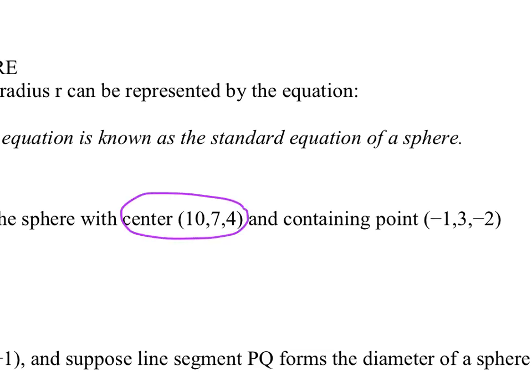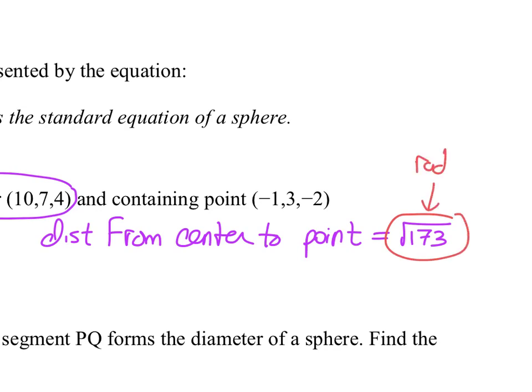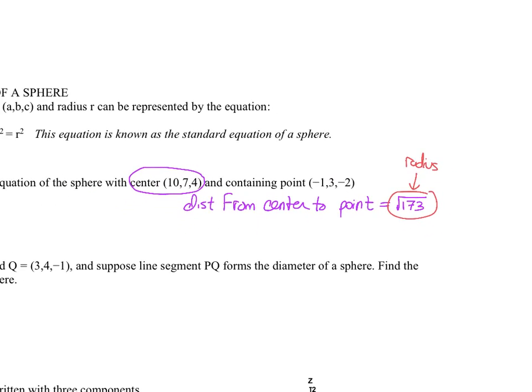We know that the distance from the center to the point is the square root of 173. That happens also to be the definition of a radius. The distance from the center to the circumference of a circle or a sphere is known as the radius.